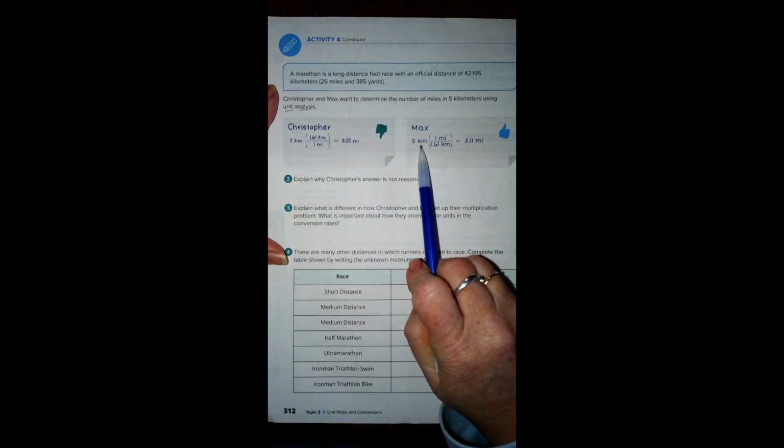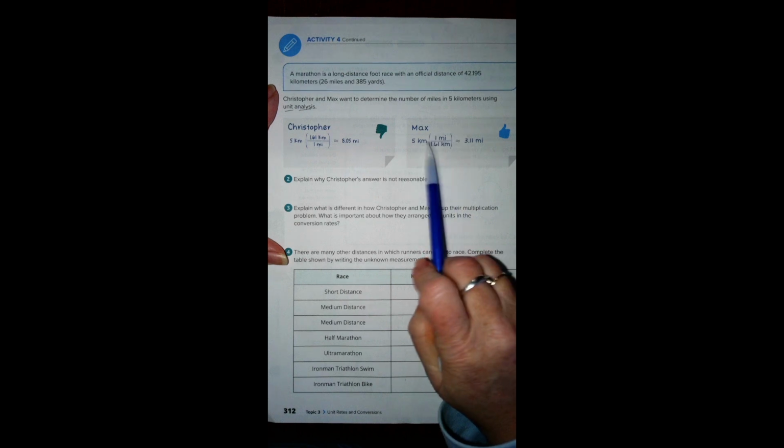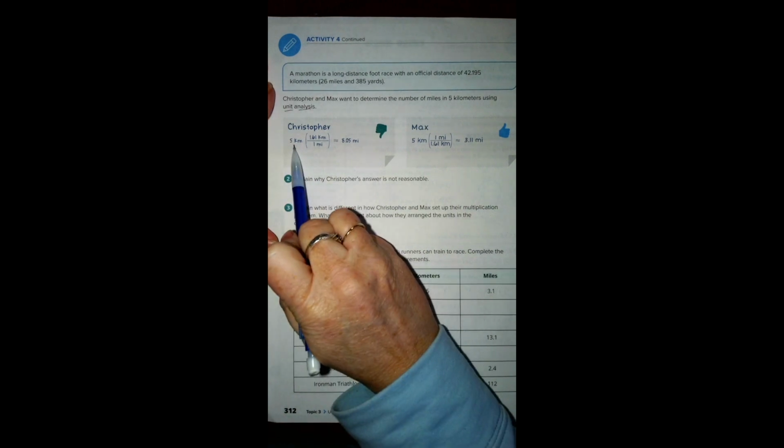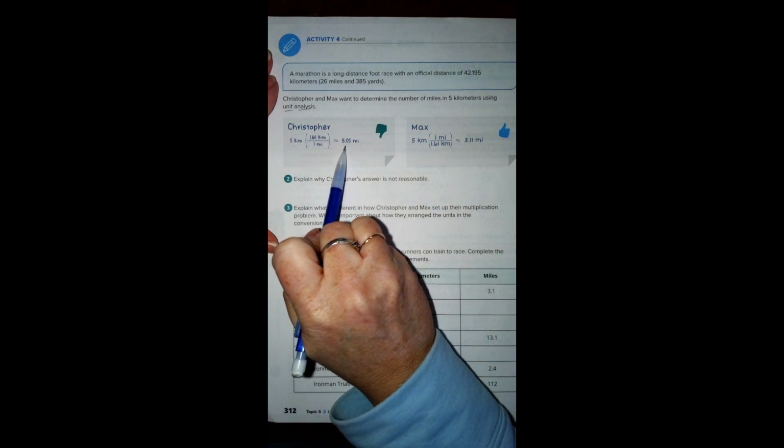Max says 5 kilometers times, he did the miles in the numerator and the kilometers in the denominator, and he gets approximately 3.11 miles. And it asks, why is Christopher's answer not reasonable? So he's starting with 5 kilometers, and then he says it's 8.05 miles. So why is that not reasonable?